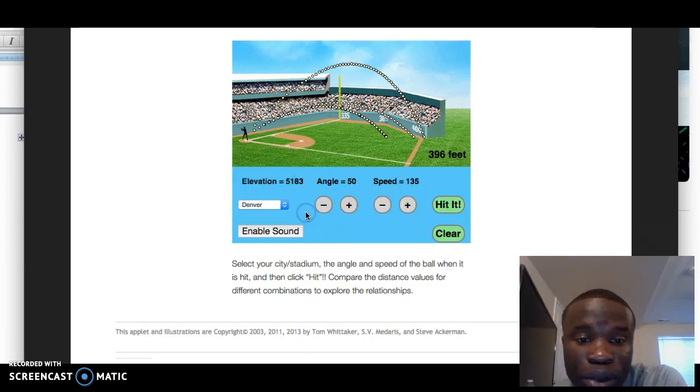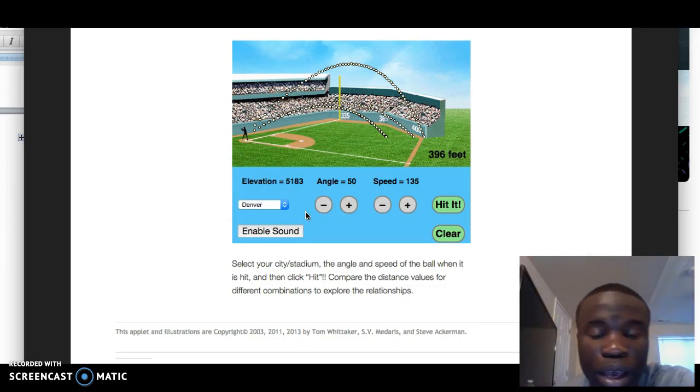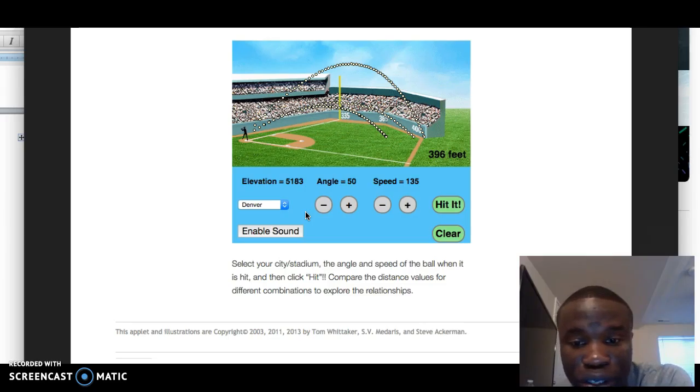So as we move forward, just start to think and see what you can come up with. I will need three real life scenarios where you can take this class lesson and transfer it to compare distance, values, and different combinations. So this is something I want you to think about. Can I use speed and elevation together, or can I use angle and elevation? You don't have to use all three of them, but you can choose to use one of them.